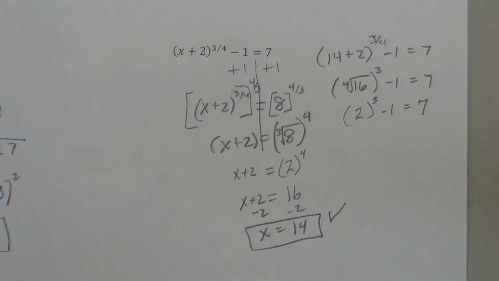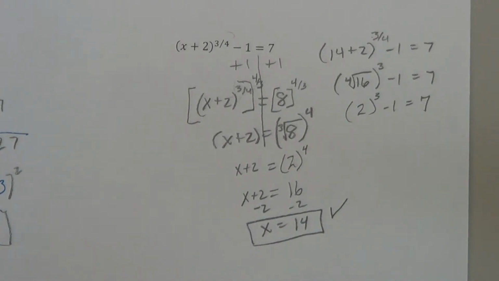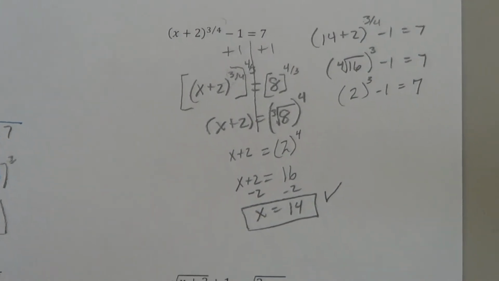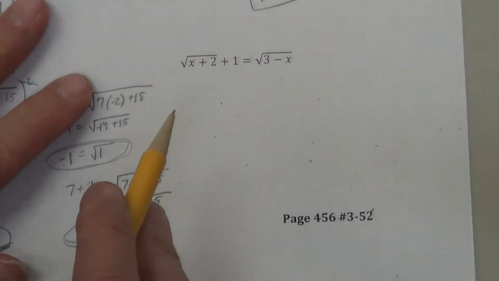You can come into class. If you have other ones that you want to see, hey, can I use this kind of method on it, then feel free to come by and see me, and we'll get it on the tape and let others know about it. Okay, next one, we have square roots on each side.